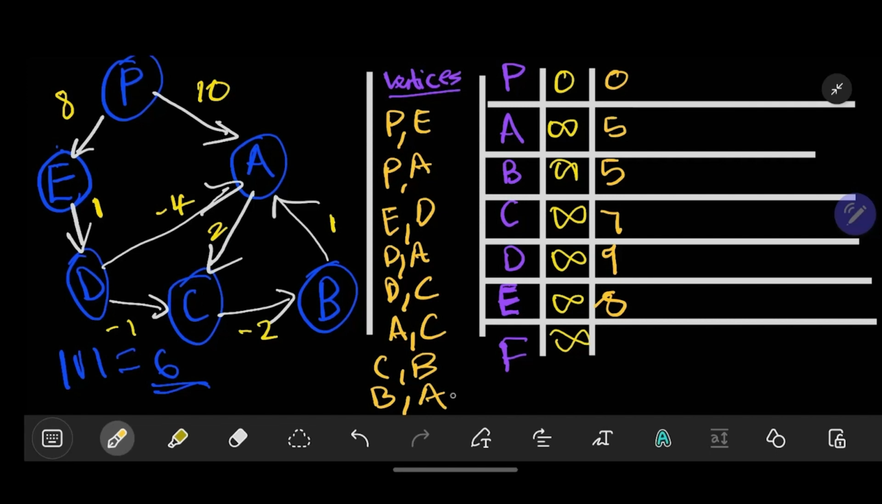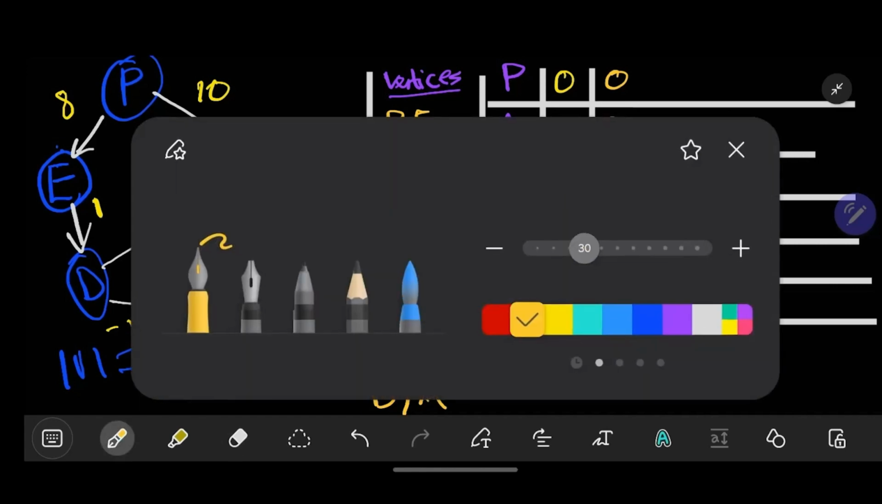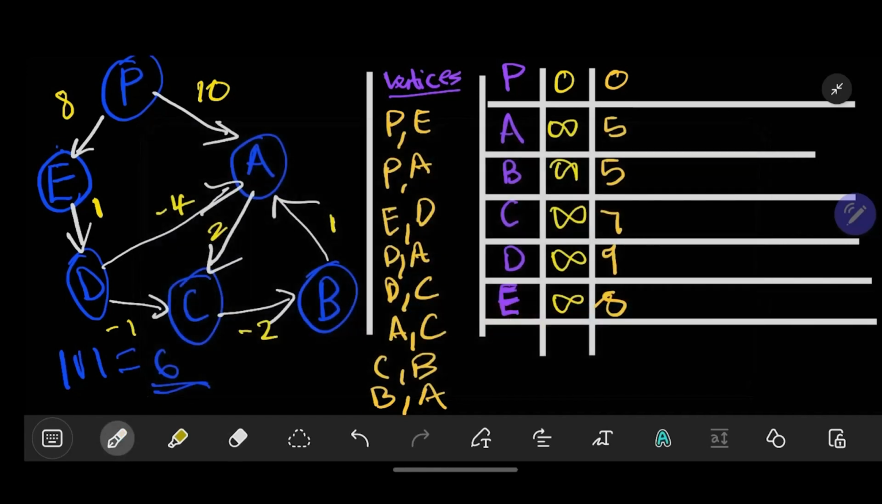And finally, we're going to look at BA, right? We know that B is 5. 5 plus 1 is 6. 6 is greater than 5 already, so we are done with that iteration. We just need to get rid of this here. Okay, so we are done with that iteration. So first iteration done. Let's look at the next iteration.